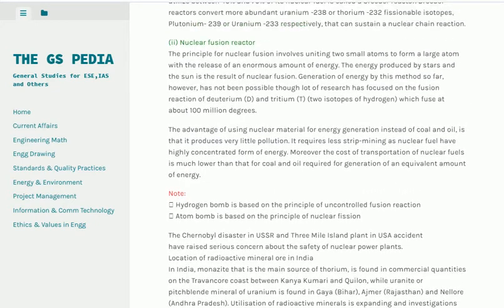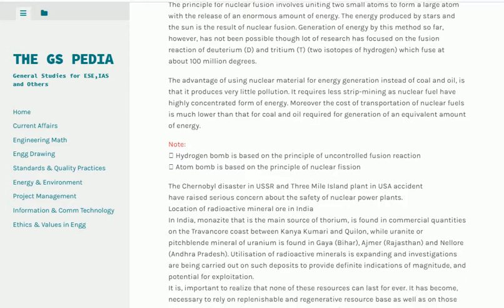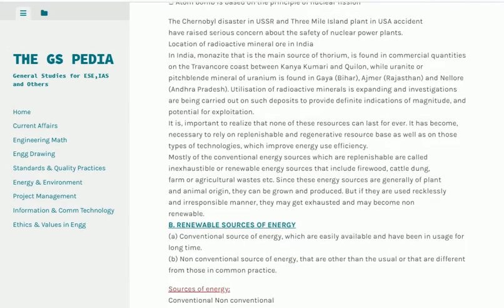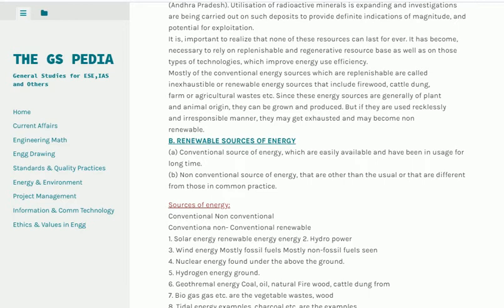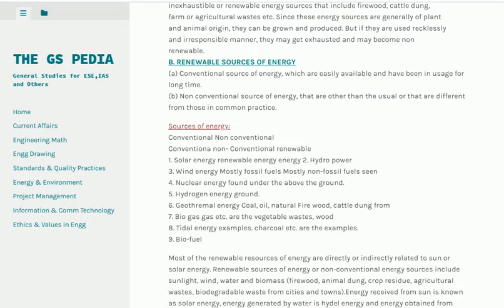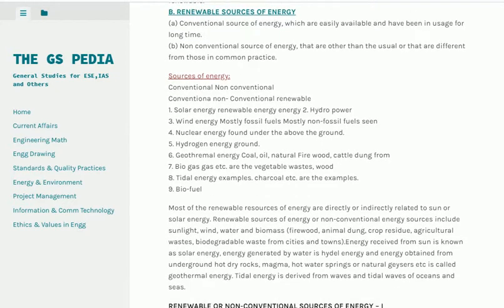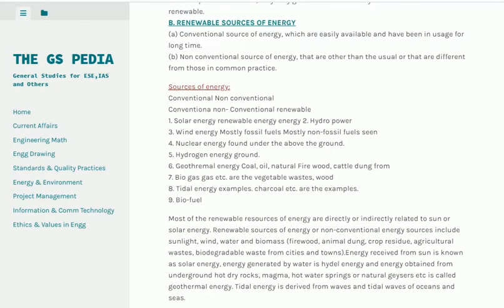A. Conventional sources of energy, which are easily available and have been in usage for a long time. B. Non-conventional sources of energy, that are other than the usual or that are different from those in common practice. Sources of energy: conventional and non-conventional.